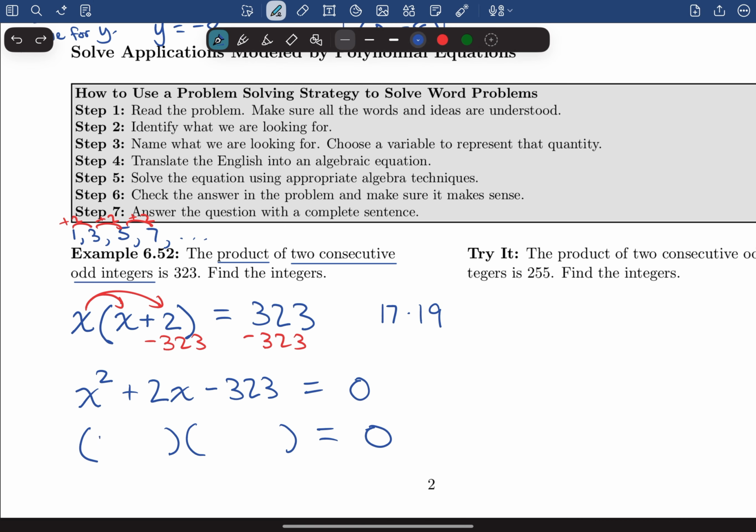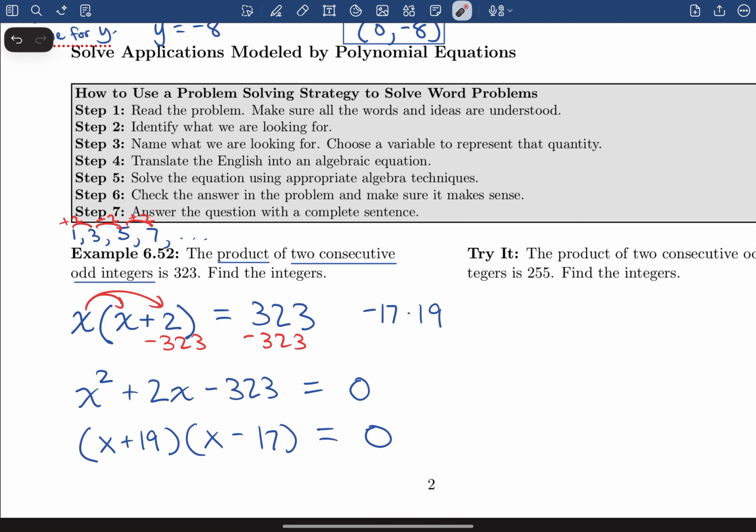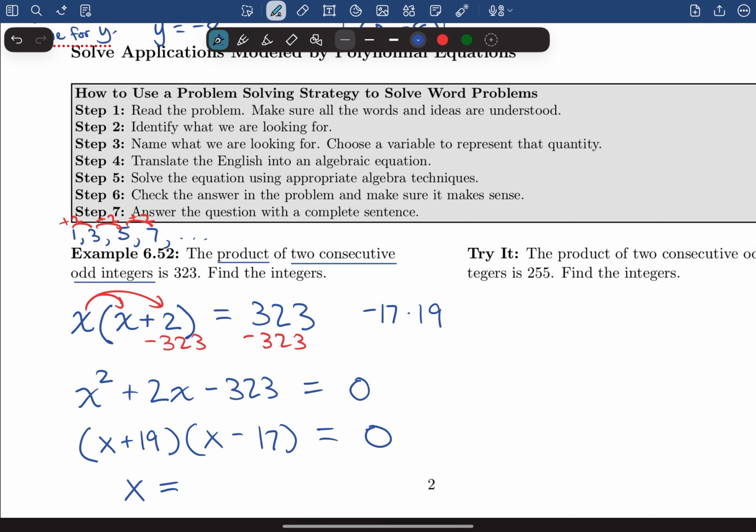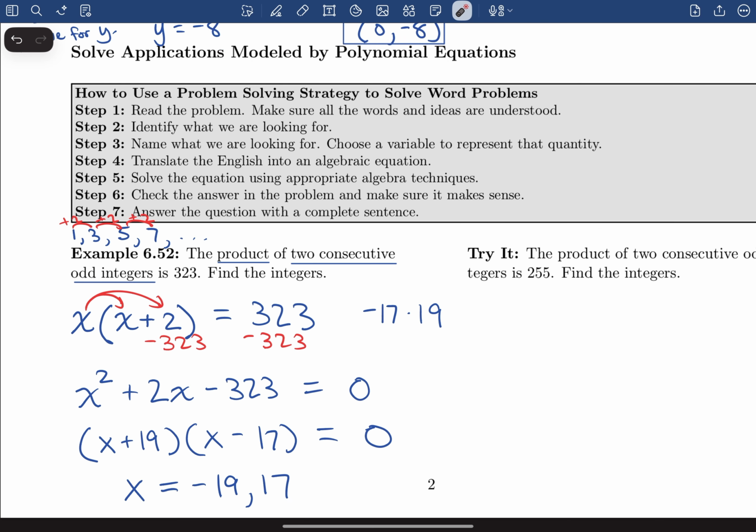Okay, so I end up writing x plus 19 and x minus 17. Why does the 17 have to be negative? Because they have to sum to make positive 2. Okay, there we go. And now I would conclude that my two solutions for x could be negative 19 or positive 17, based on our solving skills. This x could be negative 19 and this x could be positive 17.